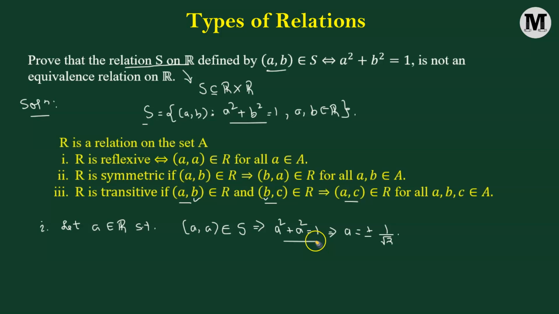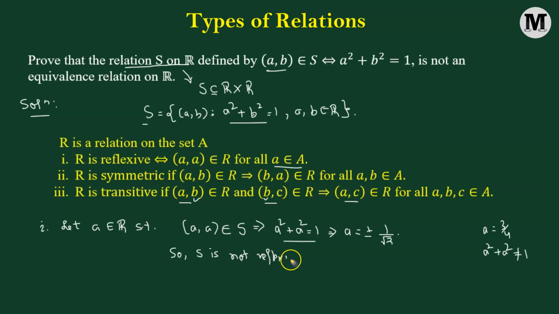Any other value of a that we take is not going to be true. We can verify that if we take a to be equal to 3/4, then definitely a squared plus a squared cannot be equal to 1. But our property states that the relation is reflexive for all a belonging to the set A. That means for any real number that we pick, this equation must always hold true. Since this is a very specific case, we can immediately say that our relation S is not reflexive.